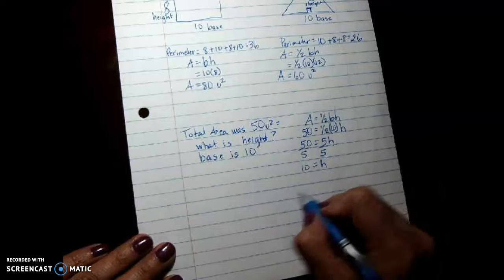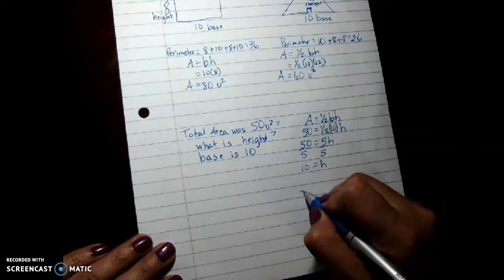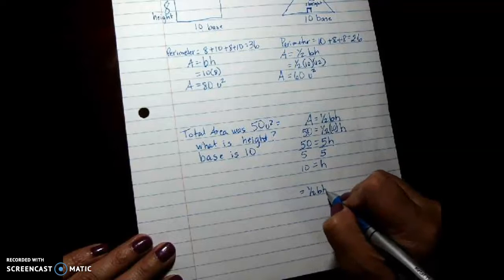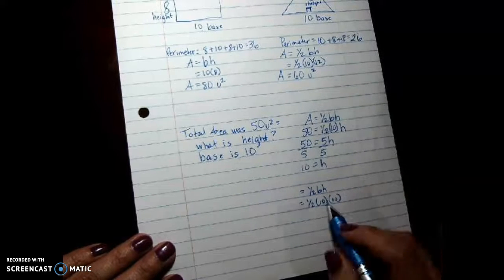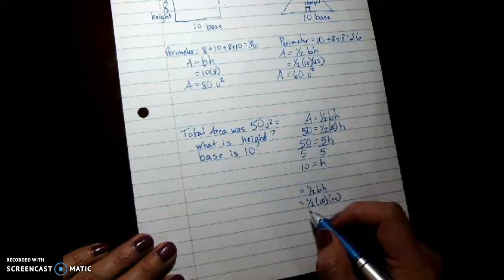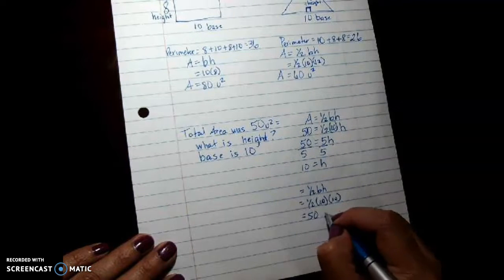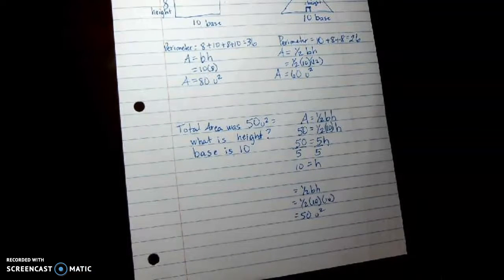So to check myself if I'm correct, 1/2 base times height, 1/2, the base is 10, the height is 10. So 10 times 10 is 100, divided by 2 is 50. So it checks out. Okay? Now, you're going to do 2 quizzes assignments today to review perimeter and area.